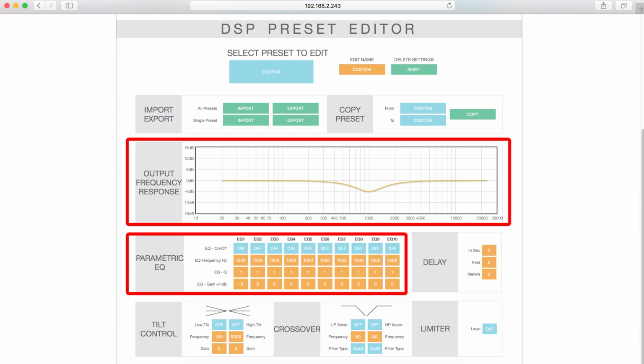The EQ on-off button toggles each filter on and off. The EQ frequency field adjusts the center frequency of the selected filter.